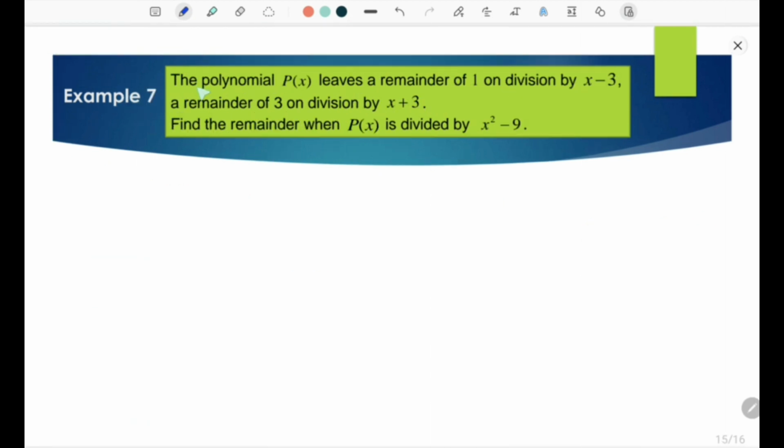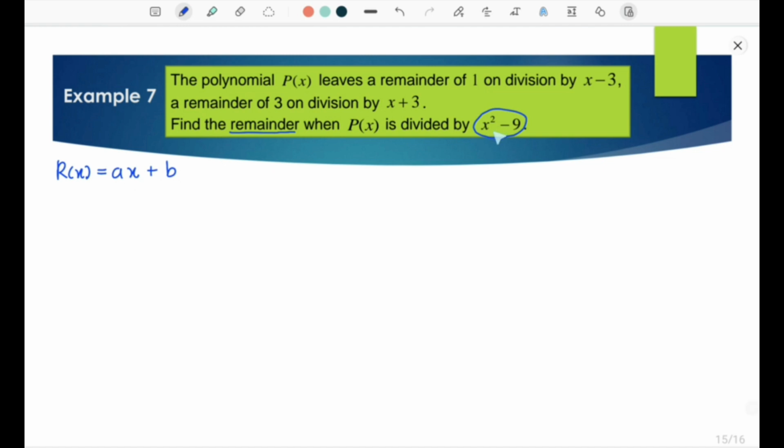Example 7. The polynomial p(x) leaves a remainder of 1 on division by x minus 3 and a remainder of 3 on division by x plus 3. Find the remainder when p(x) is divided by x squared minus 9. You must note that the divisor is a quadratic expression, so the remainder will be a linear expression, which is r(x) equal to ax plus b. You need to find the values of a and b, and in order to find the values of a and b, we need to form at least two equations.